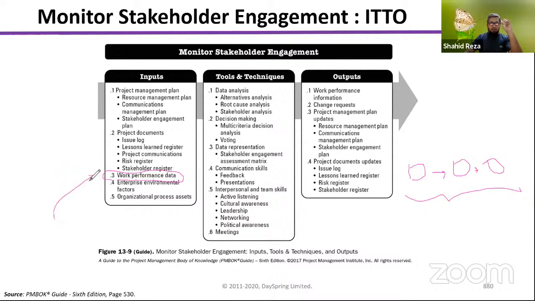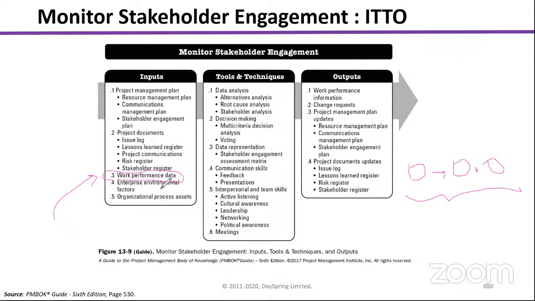So work performance data, what does it mean? We are trying to validate whether our planning is okay or not. Is there any gap? So what will help us? The work performance data related to stakeholder engagement. All right. So we'll get a lot of data on whether our stakeholder engagement was effective or not. Maybe you will ask someone, take feedback, converse with someone, and understand that there is a gap. All these are work performance data related to stakeholder engagement. So that data will help you.